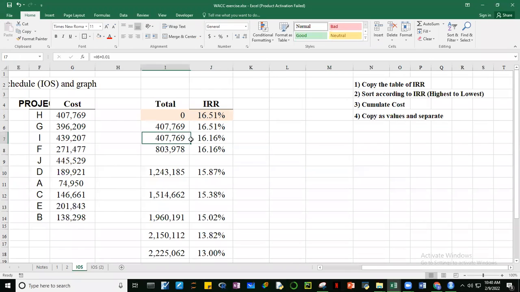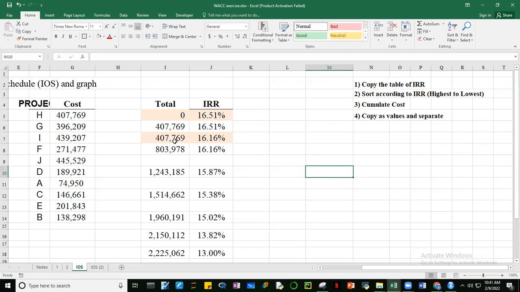Okay, so ulitin ko ah. Let me repeat. Ito guys, ito yung previous cost na 407,769, magdadagdag ako ng 1 centavo. Okay, that will cost the break point, no? Tapos ang IRR niya, dapat yung susunod na IRR, 16.16. In other words, guys, from 407,769.01 up to 803,978, ang IRR natin yan 16.16.